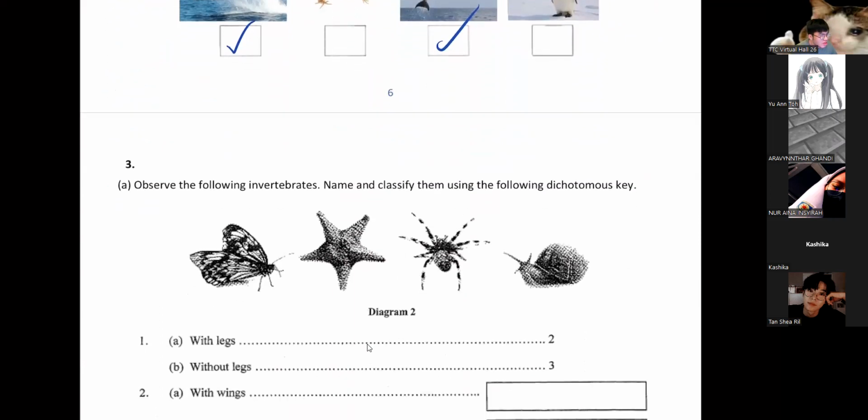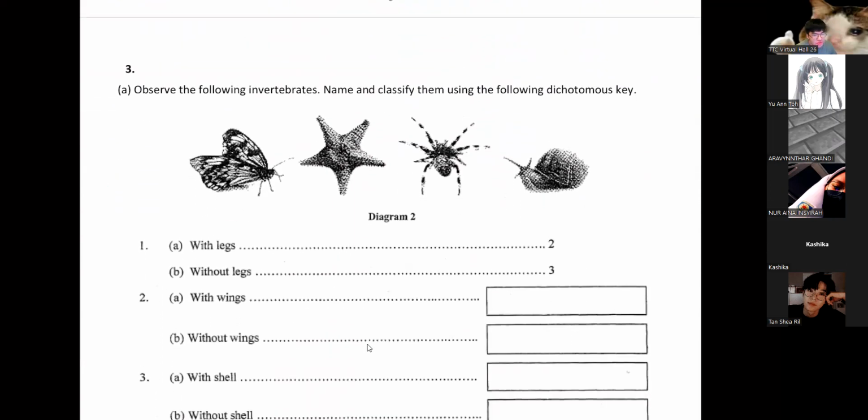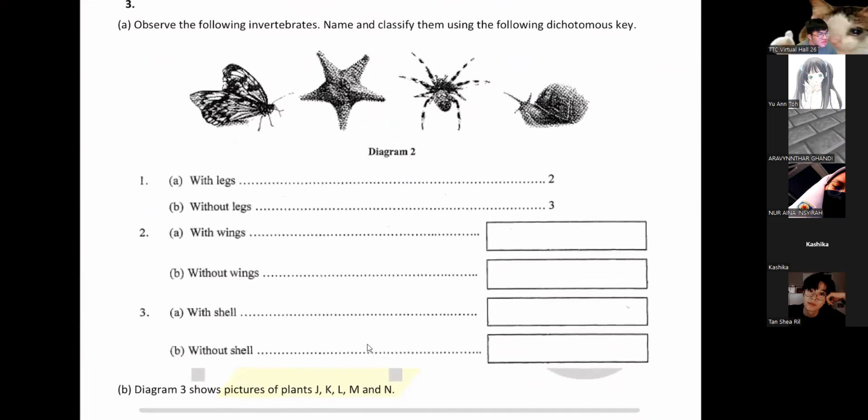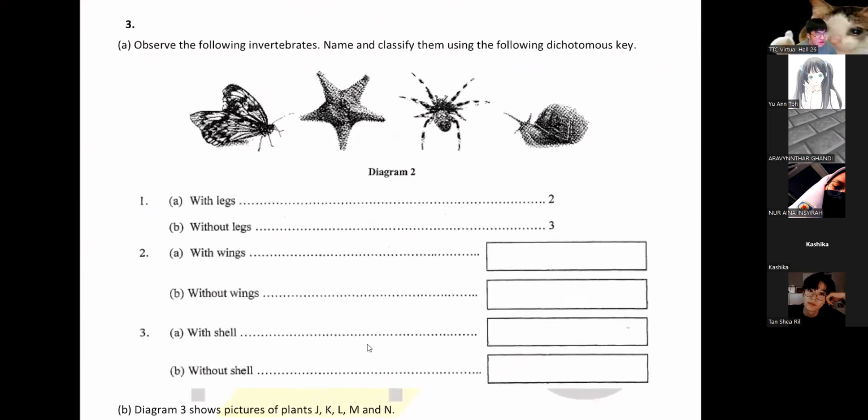Okay. Anyway, so number 3. So you have your invertebrate. Penguin. Okay. Slip of the tongue. Okay, so observe the following vertebrates, name and classify them using the following dichotomy. Then this is your dichotomous key. You see, this question carries like 4 marks. Good for you. So the one with legs is this 2. Okay, your butterfly. I hate butterfly. Okay, without legs is 1B, your spider. Hey, this is not legs. This is not kaki. Your starfish got no kaki one.